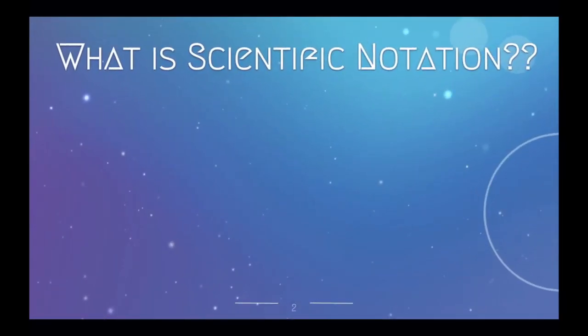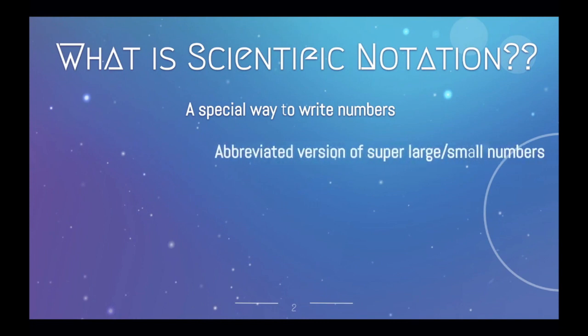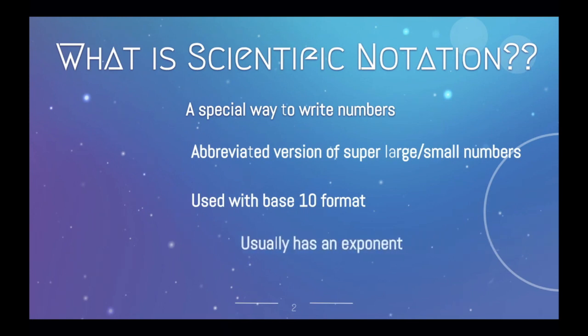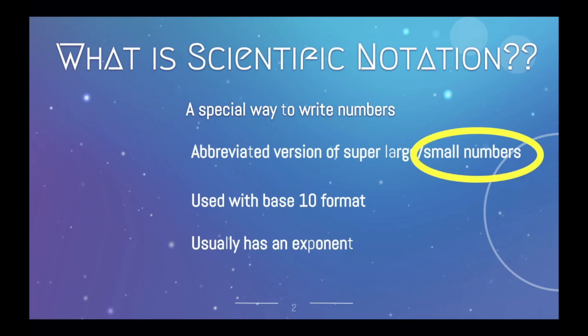Alright, so a quick review about what scientific notation actually is. It is a special way to write numbers. Special way meaning it's an abbreviated version of super large or super small numbers. It's used with the base 10 format, which means we multiply times 10, and it usually has an exponent. Last week we focused on super large numbers. This week we're going to focus on super small numbers.